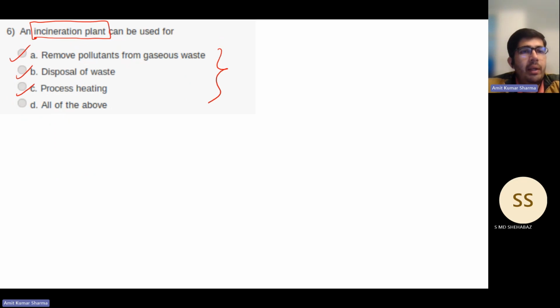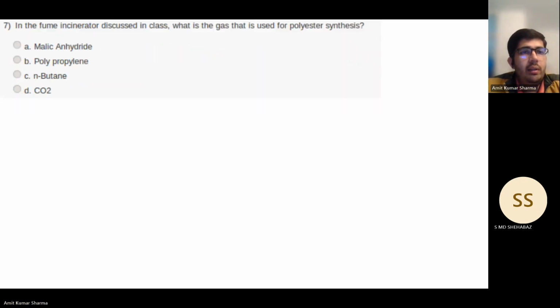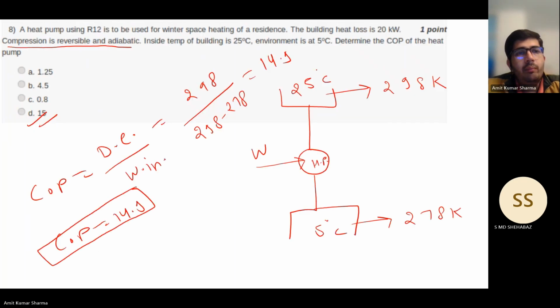So an incineration plant can be used to remove pollutants from gaseous waste, for disposal of waste, and for process heating. In the fume incinerator discussed in class, what is the gas that is used for pyrolysis? The gas used is N-butane.